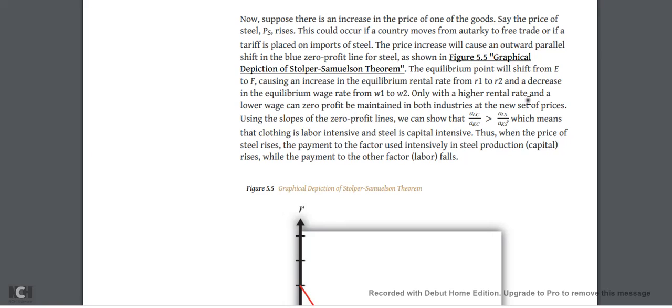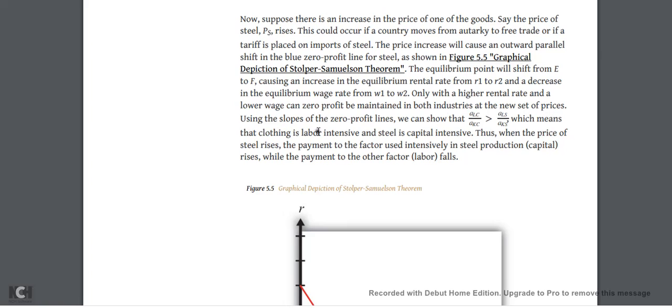Only with a higher rental rate and a lower wage rate can zero profit be maintained in both industries at a new set of prices. Are you getting my point? So only with this can we maintain zero profit in both industries, where the loss can be minimized.